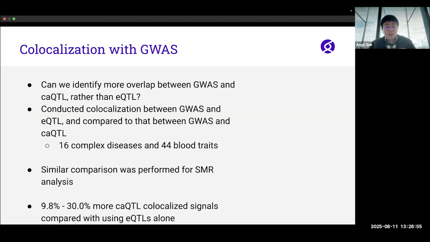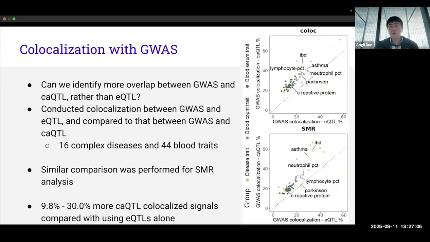Surprisingly, across these 60 different traits, we identify around 10% to 30% more caQTL colocalized signals compared to the eQTL alone. If you look at this scatter plot, the x-axis is the percentage of the GWAS colocalization with the eQTL, and the y-axis is the colocalization with caQTL. For almost all the traits, with the caQTL colocalization you identify more GWAS hits. And the pattern is consistent between the colocalization results and the causal inference results.